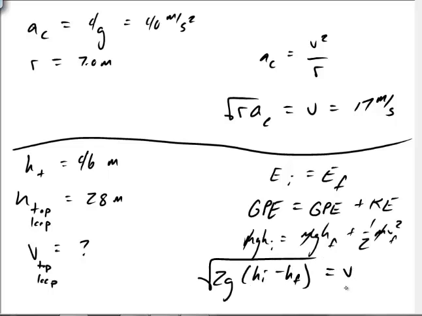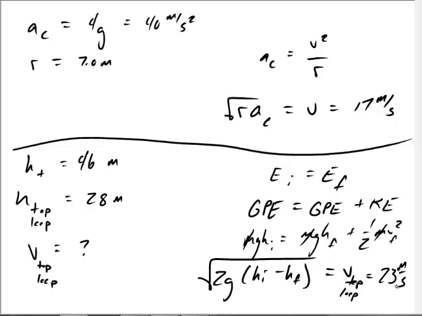Hey, there's that solution again: the square root of 2 times G times the height difference, the one that eliminates the mass. So 46 minus 28 is 18, times 9.81, roughly 180, times 2, roughly 360. Root of 360 is about 23. Now they used, for some reason, 40 meters, not 46. I don't know why that is. But if you use 46, it's not going to make that much of a difference. 23 meters per second is the velocity at the top of the loop.